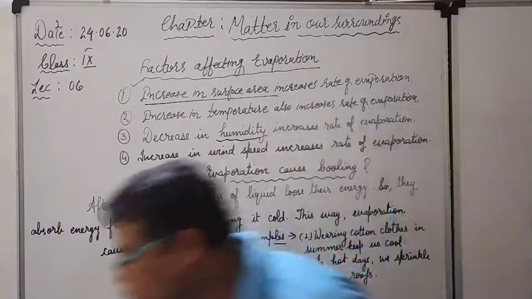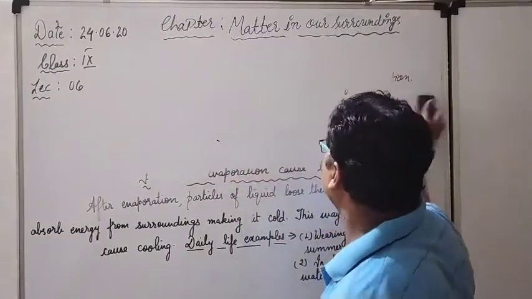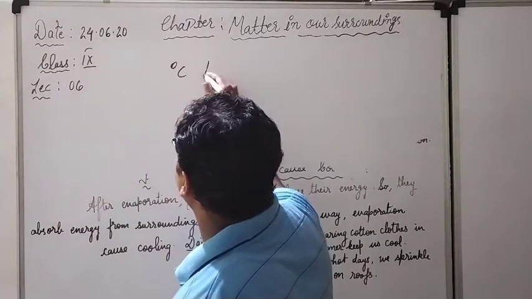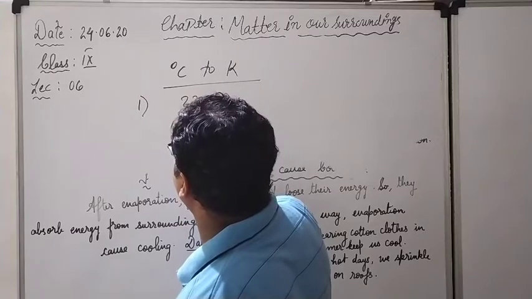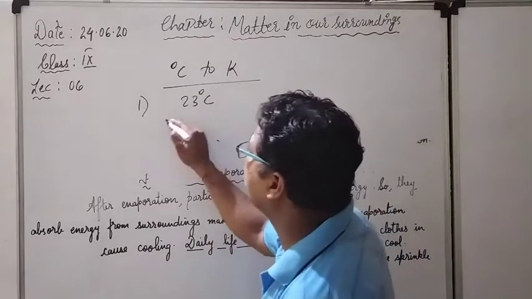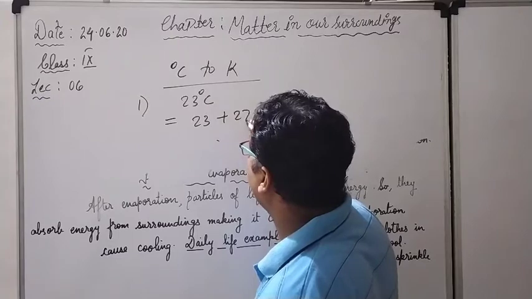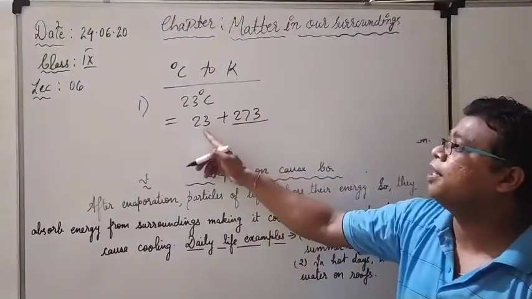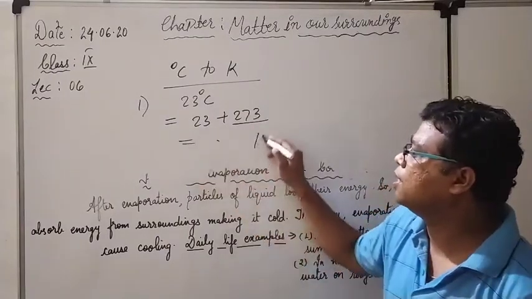Right now, one more thing I have to explain to you, and after that this lecture is going to be finished. We have to see how to convert degree centigrade into Kelvin. For example, 23 degree centigrade, and we have to convert it into Kelvin. So there is a simple formula. If we want to convert degree centigrade into Kelvin, we have to add 273. Degree centigrade plus 273 will give me the answer in Kelvin form.